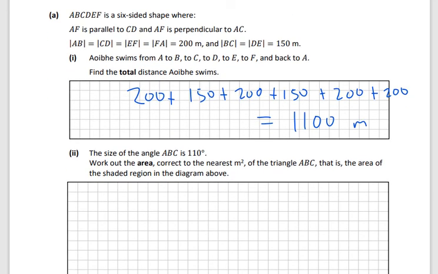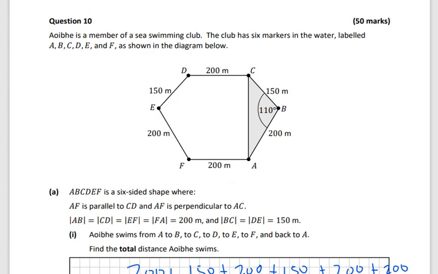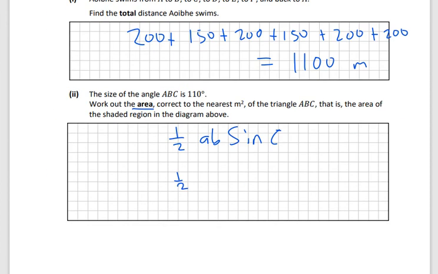Then work out the area, in square meters, of the triangle. So it's half ab sine C. It's that formula we're using. So half, the a and b are the ones that are either side of the angle. That's the 150 and the 200. And our angle is 110. And we go straight to the calculator there. It's 14095.